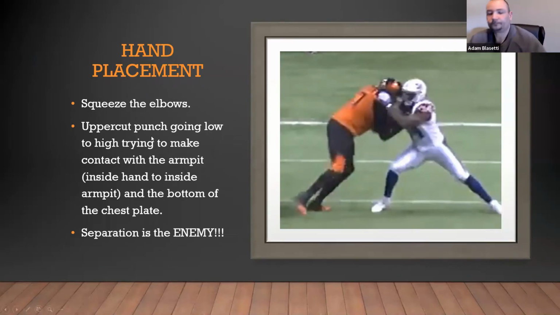Okay, so hand placement. Again, we talked about squeezing the elbows, uppercut punch going low to high, and trying to make contact with that inside armpit, inside hand to the inside armpit, and your outside hand, or if we're going right, your right hand to the bottom of the chest plate. Again, we talked about separation being the enemy in the run game.